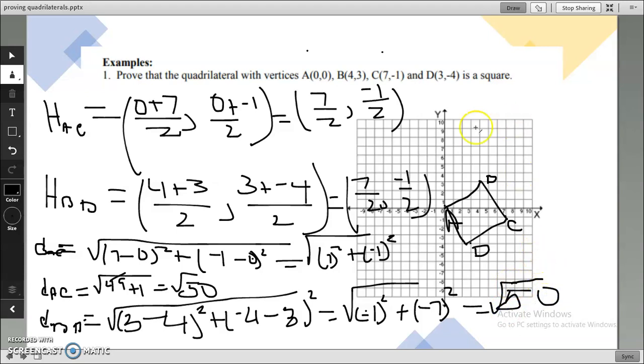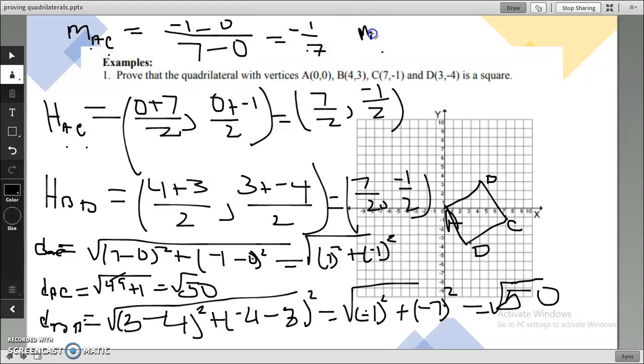Now we need to show that those diagonals are perpendicular. So we're going to find the slope now, and that's when I'm going to use M. So the slope of AC is y2 minus y1 over x2 minus x1: first point, second point, and so on. So we have negative 1 minus 0 over 7, which gives me negative 1 over 7.